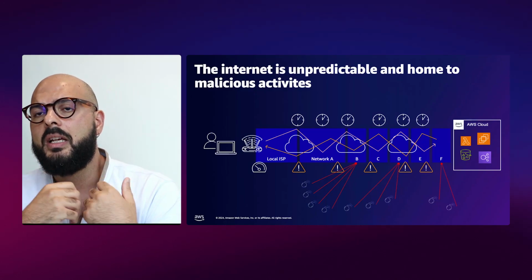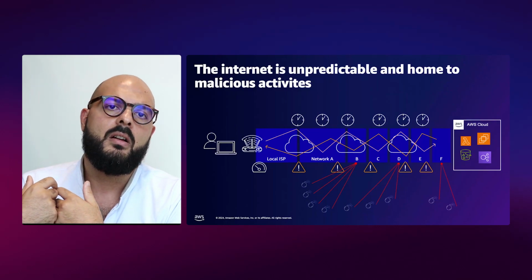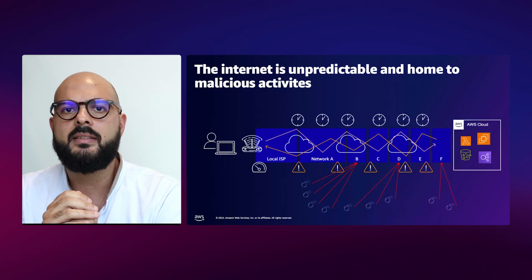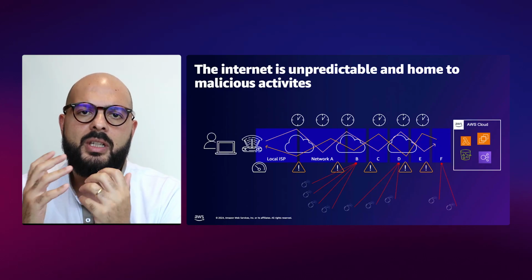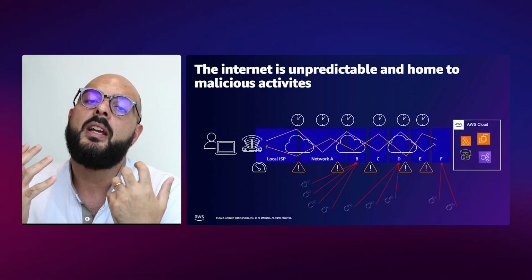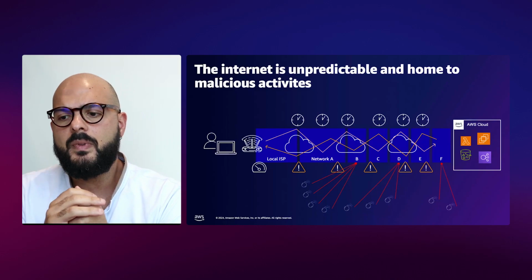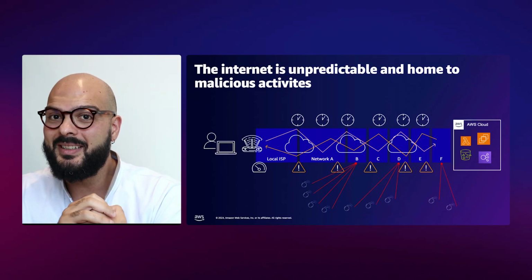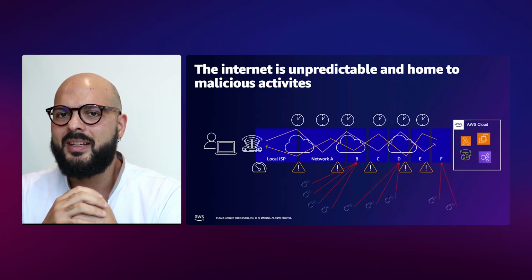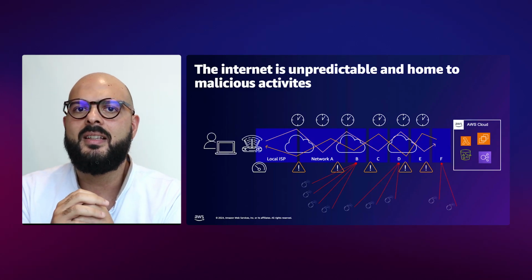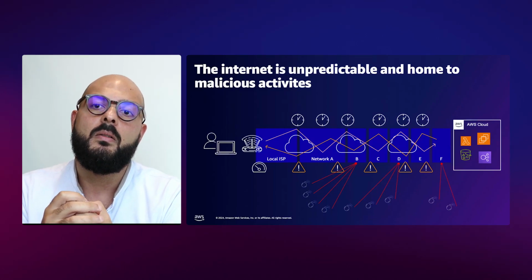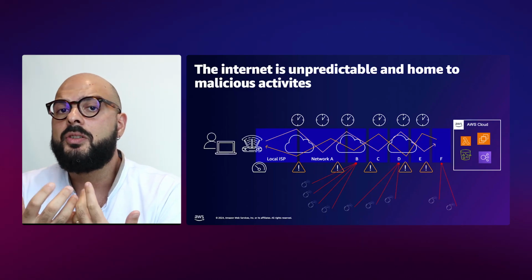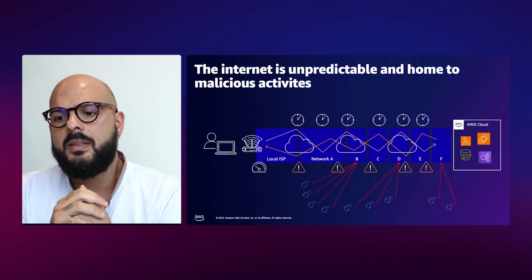We can have network failures, congestions, BGP leaks, and things like that, which impact the performance and the availability of the application. And then the internet is home to different kinds of malicious activities, such as bot traffic, DDoS attacks, and malicious traffic that is trying to take advantage of vulnerabilities in your application.